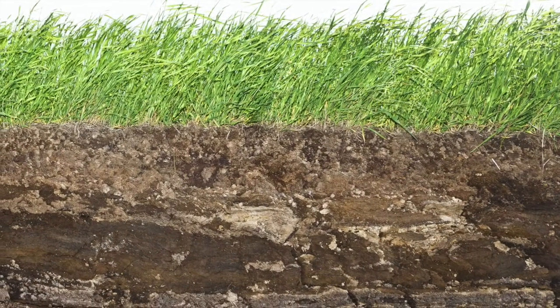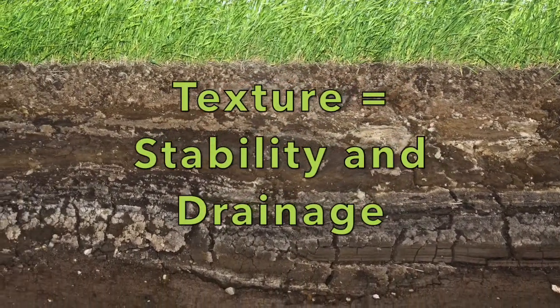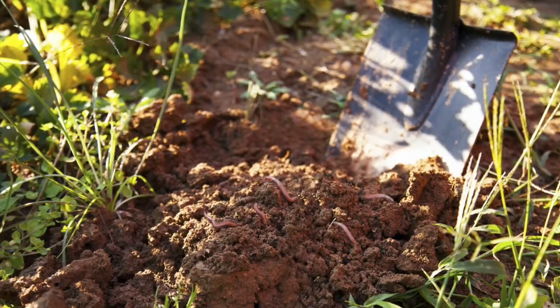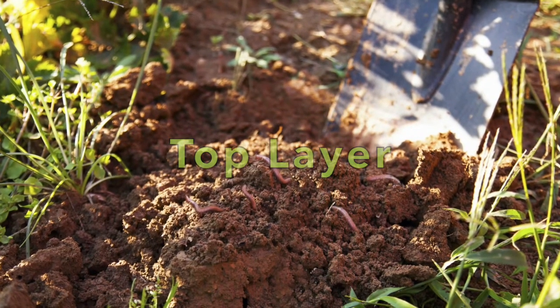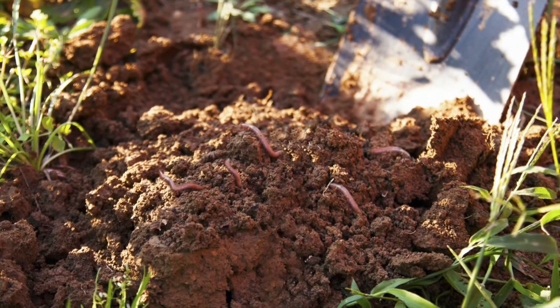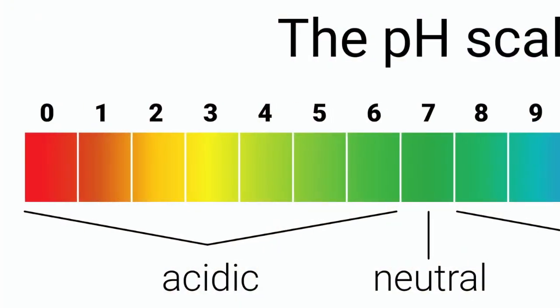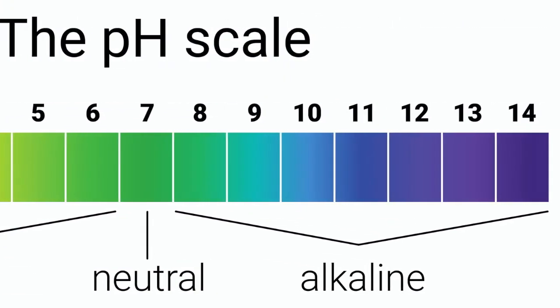Soil texture relates to the stability and drainage of the soil, which is important to know when planning to use a piece of land. Soil chemistry relates to chemical reactions that occur in the top layer of soil. The soil particles and organic matter, that is, carbon-based components, bind to chemicals in the soil. Chemical activity is measured by the pH, a measure of acidity or alkalinity.